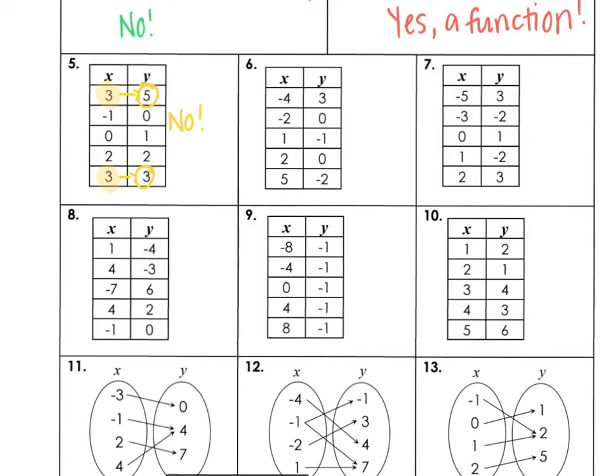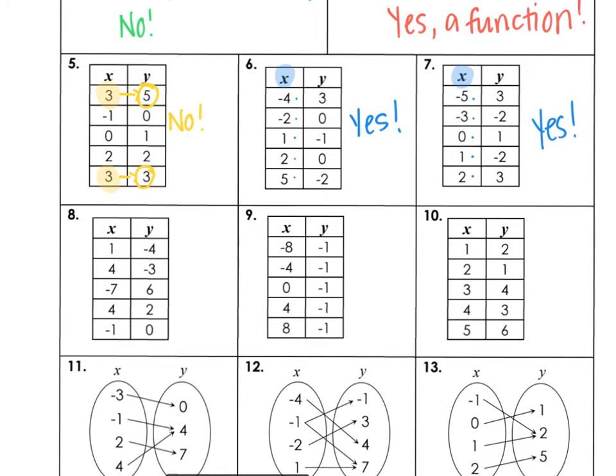Let's look at number 6. Looking at my x values, do any of my x's repeat? Let's check. -4, -2, 1, 2, 5. They're all different. So yes, this is a function. Let's look at number 7. Look at my x values. -5, -3, 0, 1, 2. They're all different. Yes, this is a function.